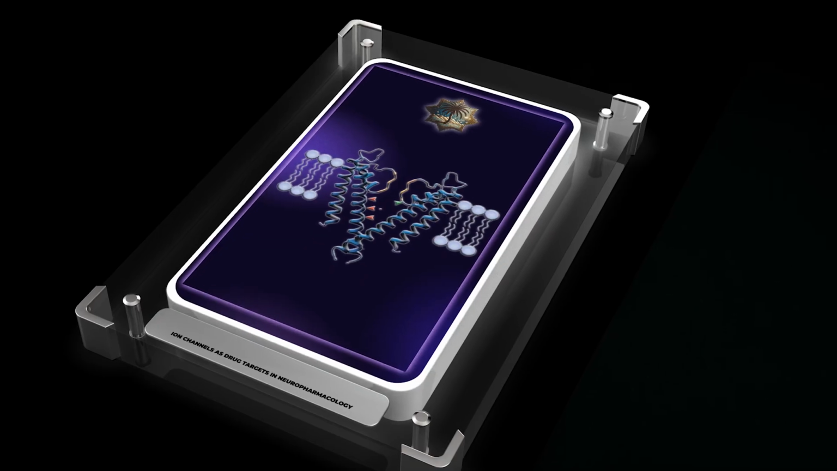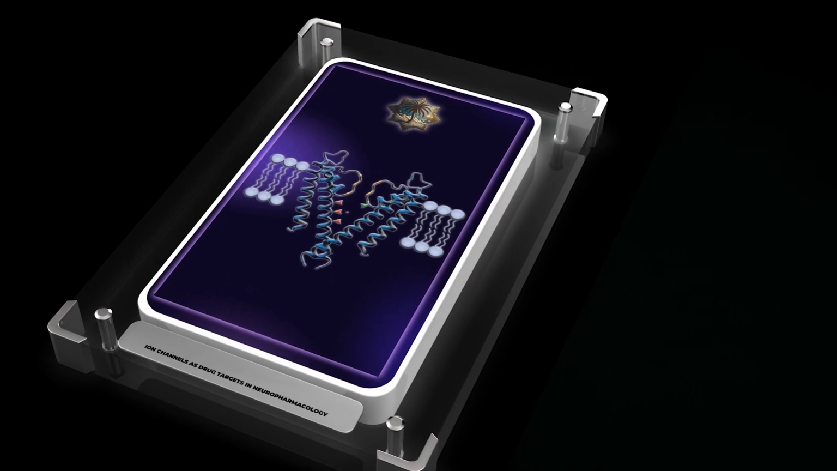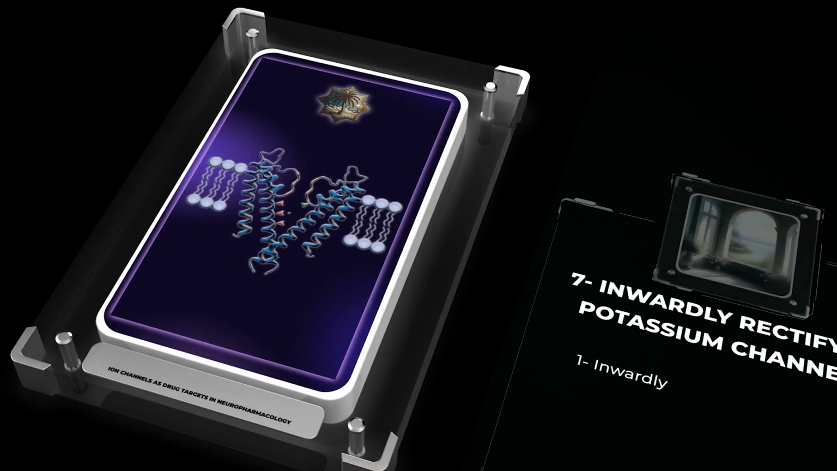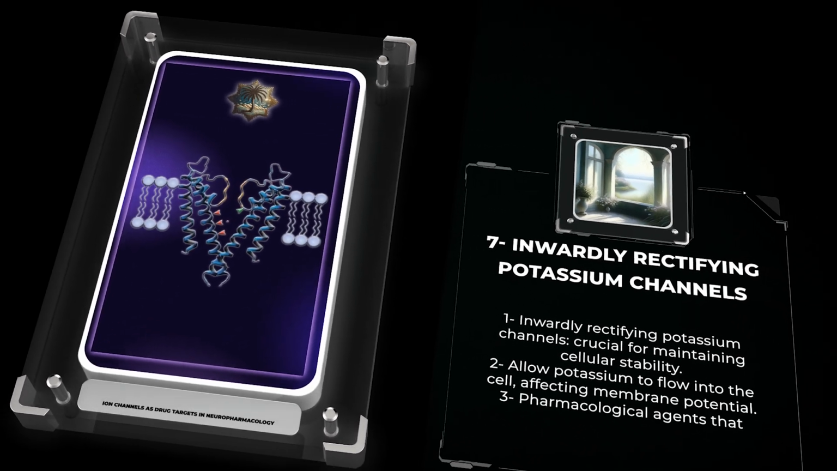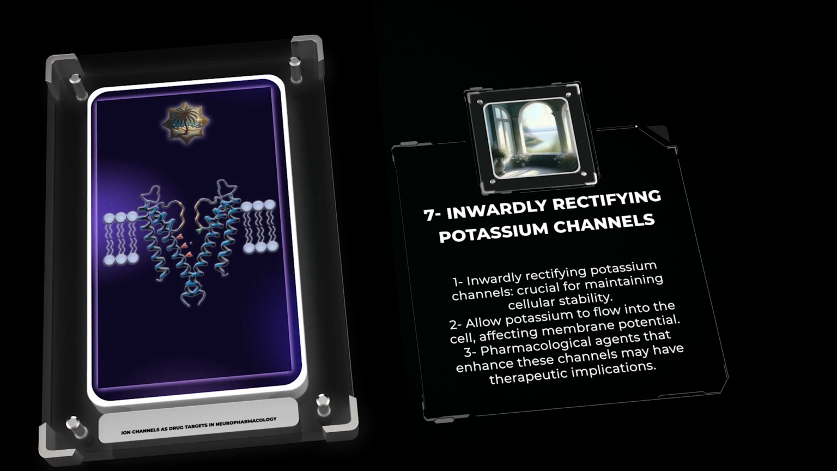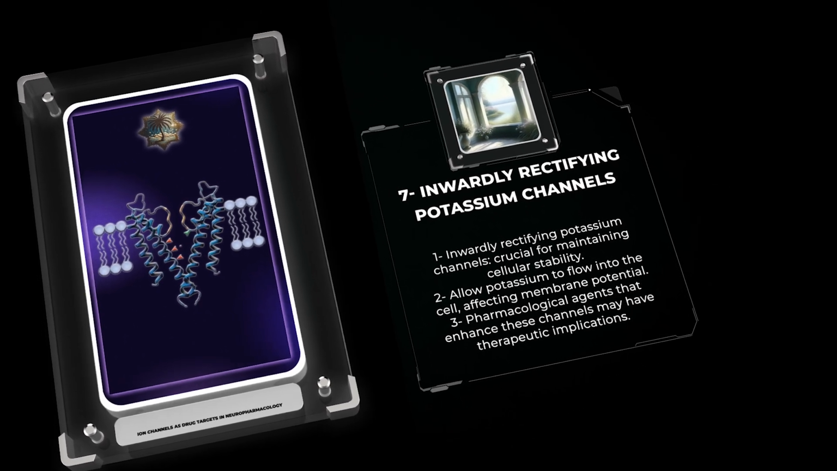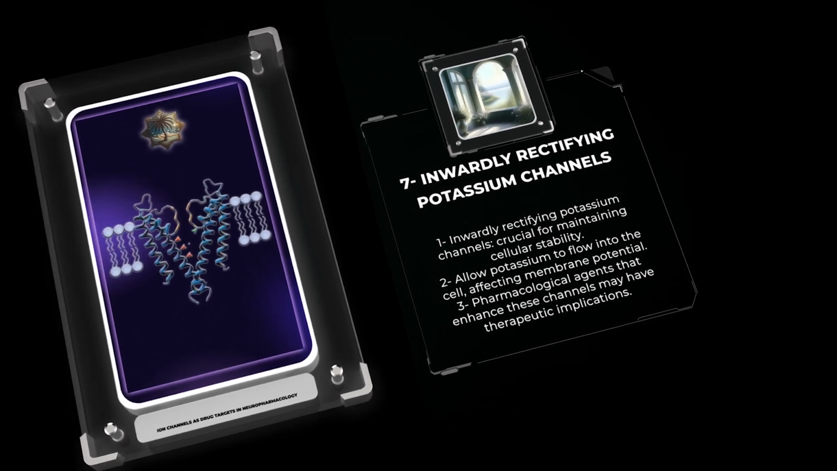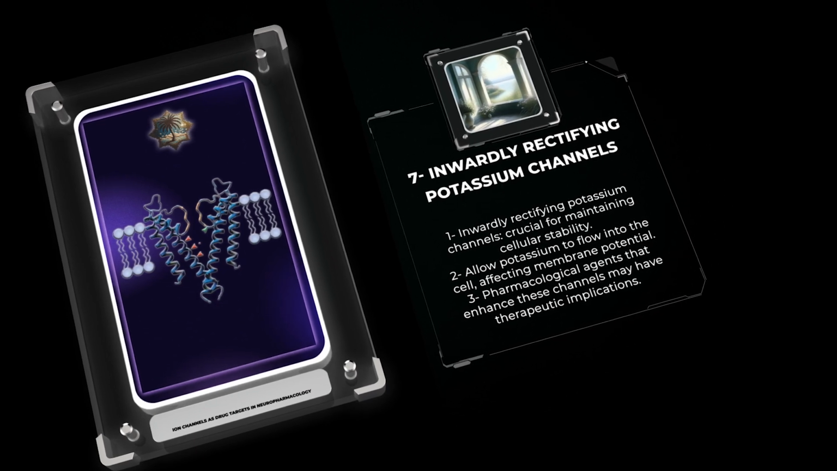In this video section, we explore inwardly rectifying potassium channels, which play a crucial role in maintaining cellular stability. These channels allow potassium to flow into the cell, affecting membrane potential. Pharmacological agents that enhance these channels may have therapeutic implications for conditions like epilepsy.